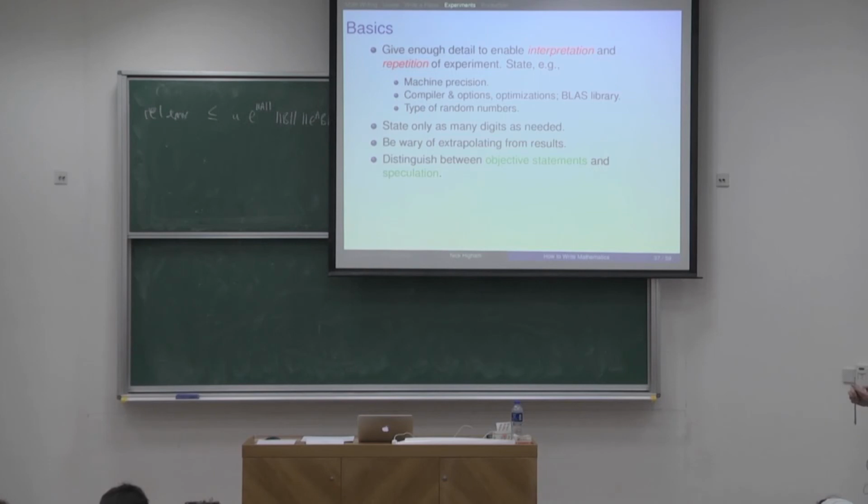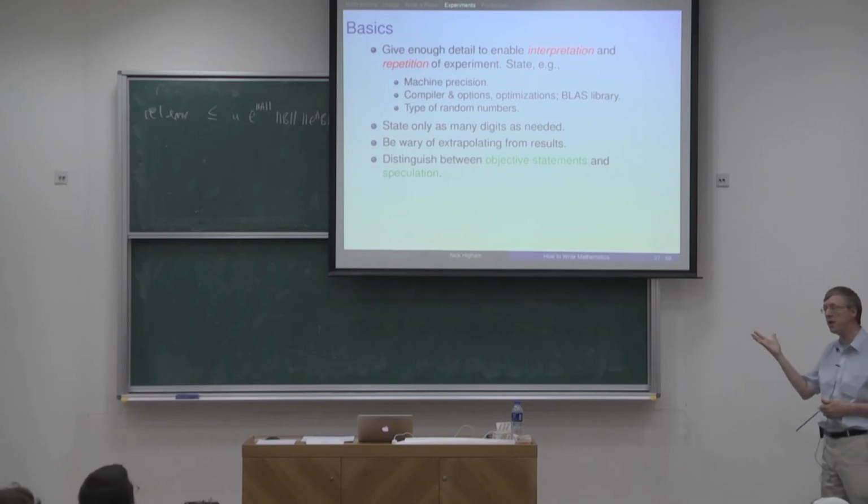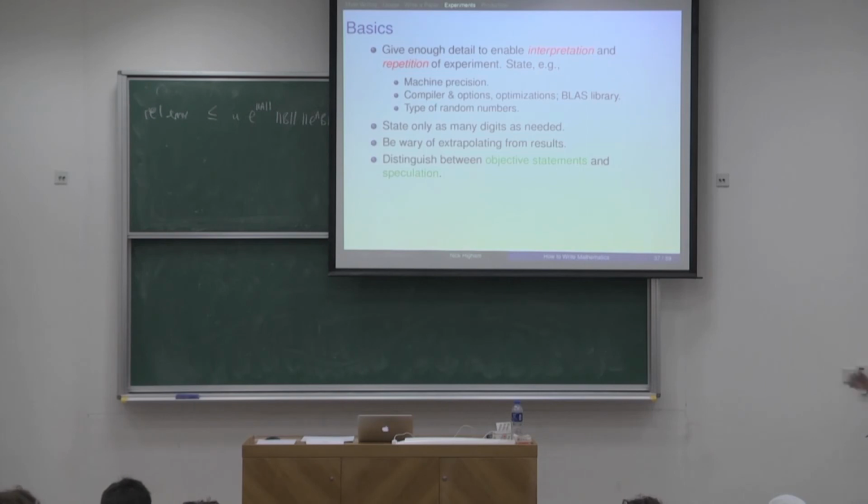Were they random normal? Were they random uniform? What compiler options were you using? All these things, of course, fit into the idea of reproducible research, but people just frequently forget to say these things. So without that information, nobody can reproduce the experiments.